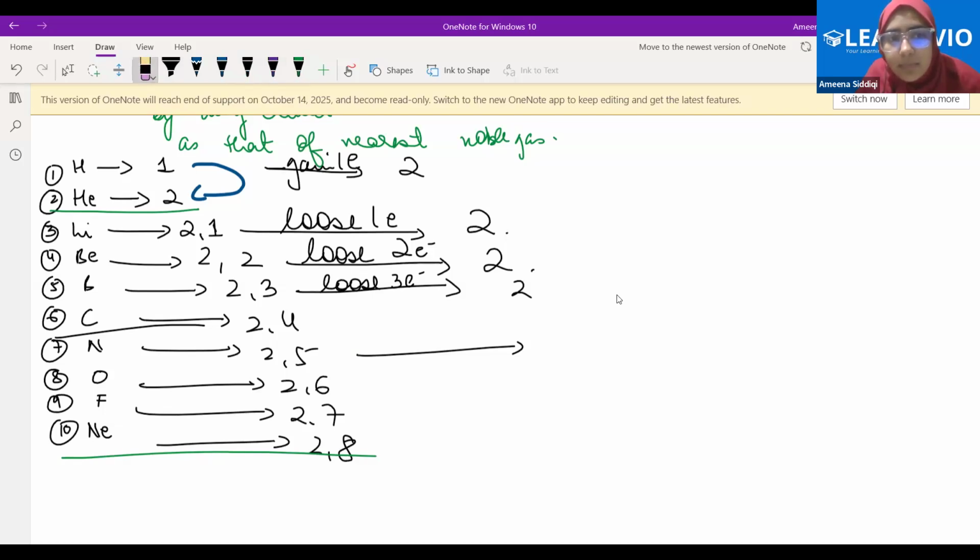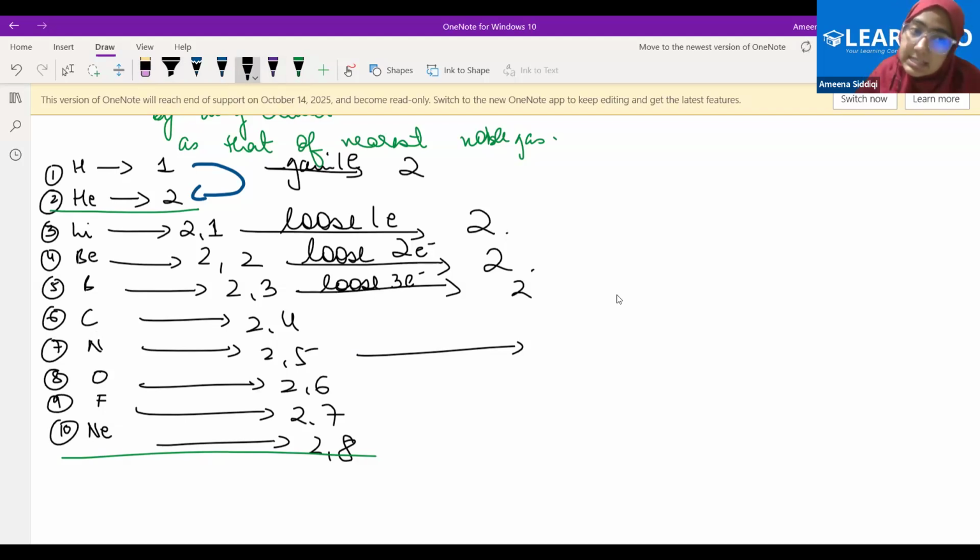Well, ma'am. What will nitrogen do? Lose 8. Okay, 5. Yes, ma'am. Rishikesh, what will nitrogen do? Will it lose 5 electrons? No, ma'am. It will try to gain electrons.